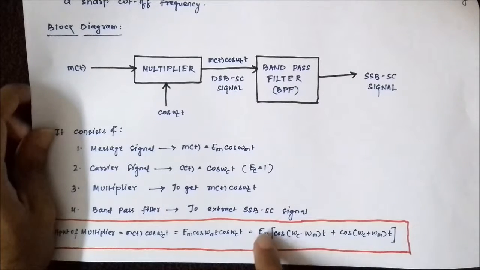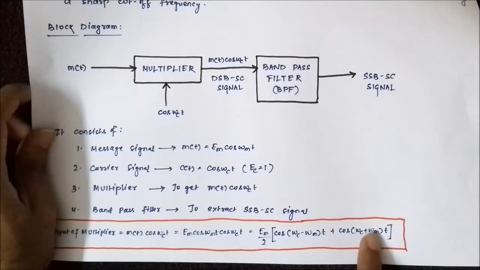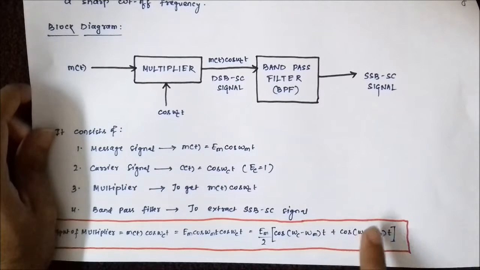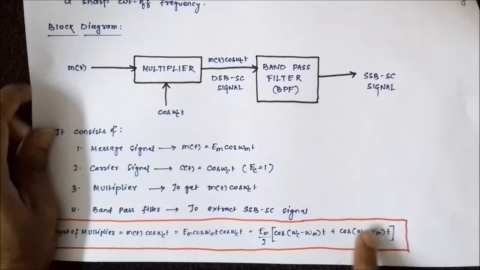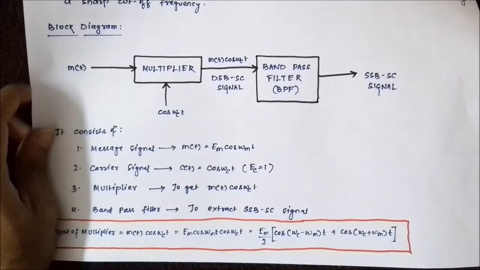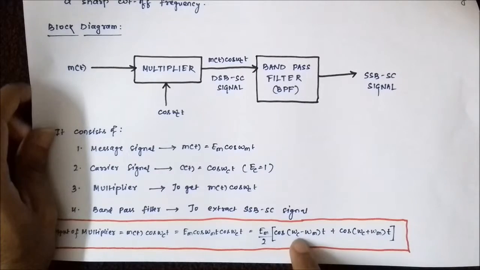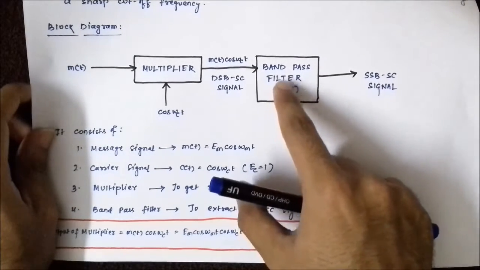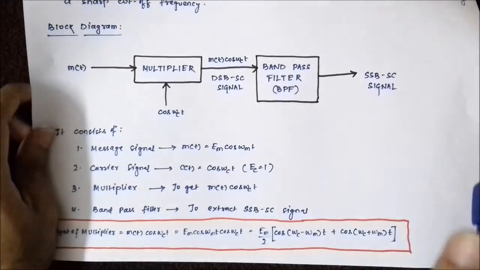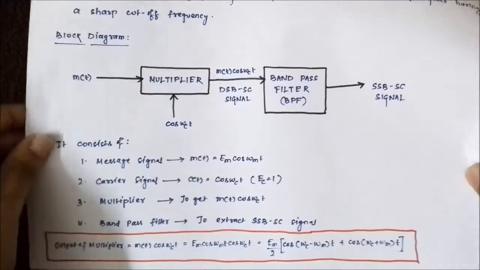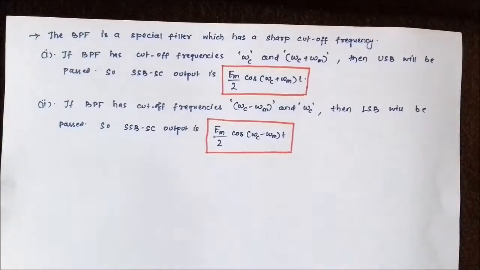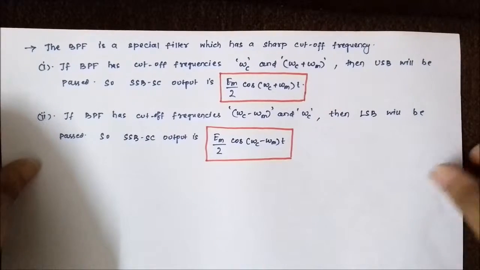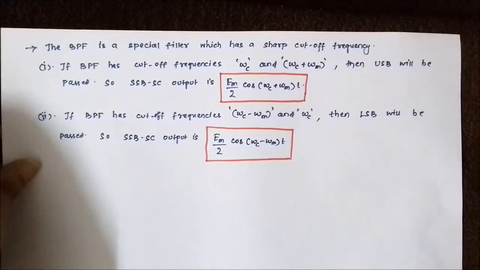Now out of this double sideband suppressed carrier signal, we need only one of the sidebands, either the lower sideband or the upper sideband, which is the single sideband signal. In order to suppress one of the sidebands, we select the frequency range of the band pass filter in the appropriate manner. Now the band pass filter is a special filter which has a sharp cutoff frequency.